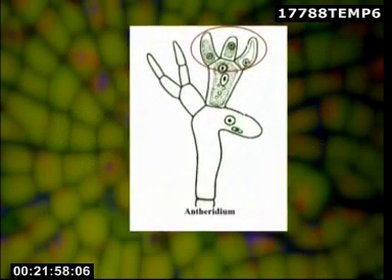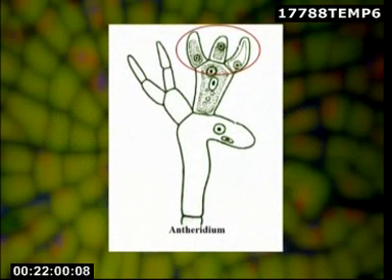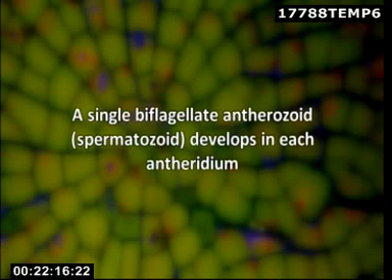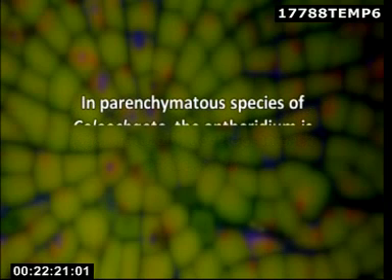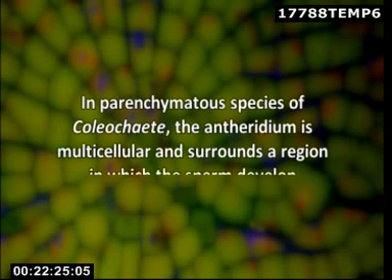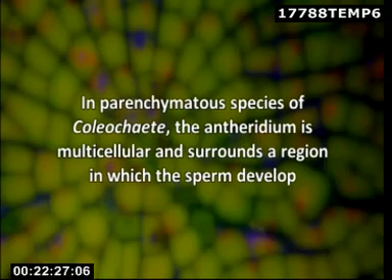Antheridia. The antheridia or spermatangia develop at the terminal ends of the lateral branches, usually in groups. In discoid species, the antheridia develop midway between the periphery and the center of the thallus. A single biflagellate antherozoid develops in each antheridium. In parenchymatous species of Coleochaete, the antheridium is multicellular and surrounds a region in which the sperms develop.